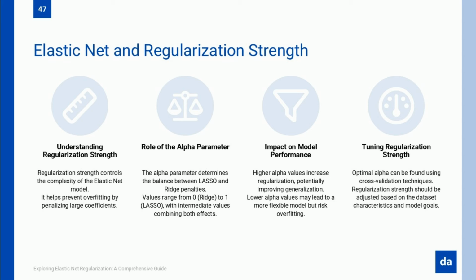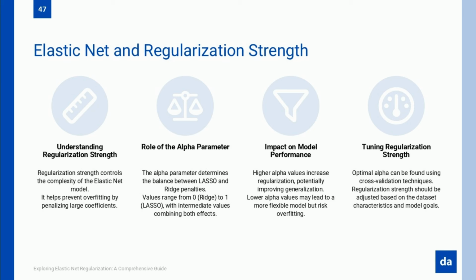The ideal lambda value is found through cross-validation, where different values are tested to find the one that minimizes prediction error on unseen data. Elastic Net's strength lies in its ability to combine L1 (Lasso) and L2 (Ridge) penalties, which means the effect of lambda also depends on the alpha parameter. If alpha is closer to 1, Elastic Net behaves more like Lasso, forcing some coefficients to 0 and performing feature selection aggressively. If alpha is closer to 0, it behaves more like Ridge, keeping all predictors but shrinking their influence.